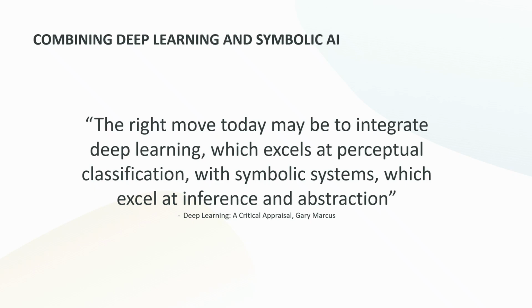In a critical paper, Gary Marcus said that the right move today may be to integrate deep learning, which excels at perceptual classification, with symbolic systems, which excel at inference and abstraction. So what does he mean by that?